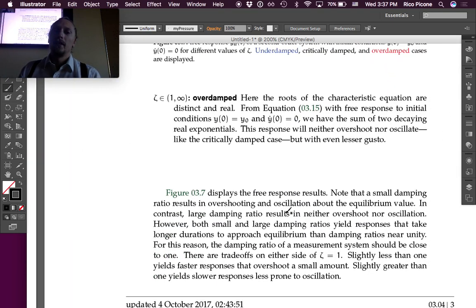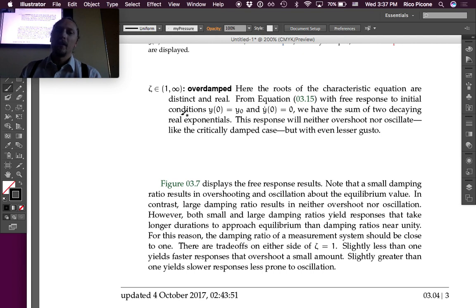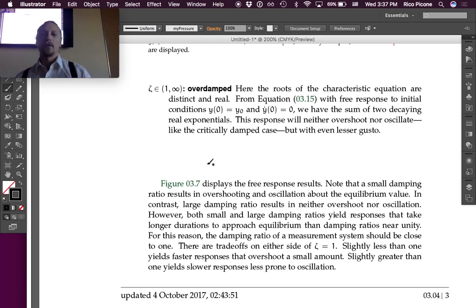Now, overdamped. Zeta between 1 and infinity. Here the roots of the characteristic equation are distinct and real. From equation 315, with free response to initial conditions, we have the sum of 2 decaying real exponentials. So that's not very exciting. And actually the expression is kind of gross in terms of zeta and omega n, so I didn't include it. It's pretty long.